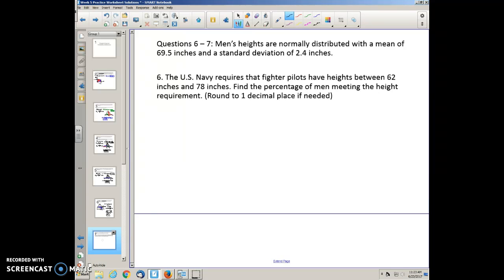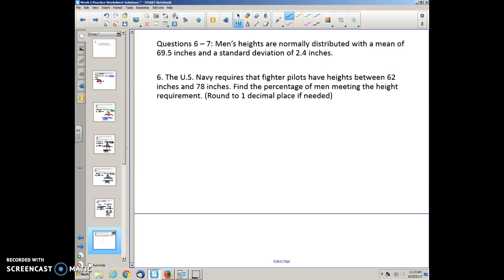Men's heights are normally distributed with a mean of 69.5 inches and a standard deviation of 2.4 inches. The U.S. Navy requires that fighter pilots have heights between 62 and 78 inches. Find the percentage of men meeting the height requirement. So they want a percentage in this case, so we're going to have to convert to a percentage. Once we find our answer as a decimal, we just convert it to a percentage by multiplying by 100 and then round the percentage to 1 decimal place.